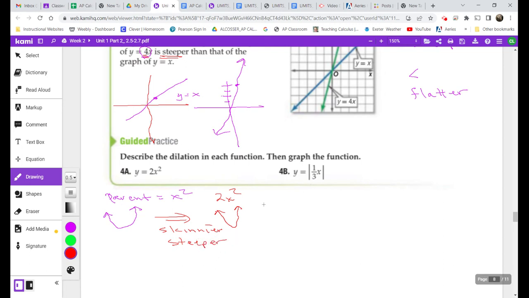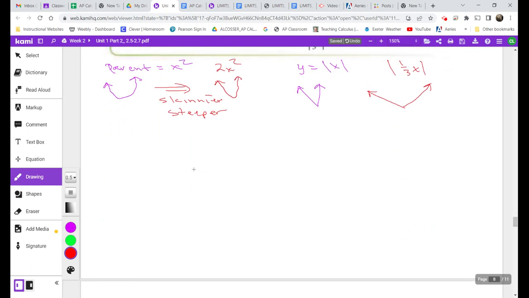So then we look at this one, and we've got an absolute value graph. So what's my parent graph? Let's go purple for parent. So my parent graph is y equals the absolute value of x. So that is a V-shaped graph. But I have 1/3 in front, which is less than 1. So I'm going to take my next one, and it's going to be the absolute value of 1/3 of x. So that means it's flatter. So I can quickly sketch graphs depending on the information that they give me.